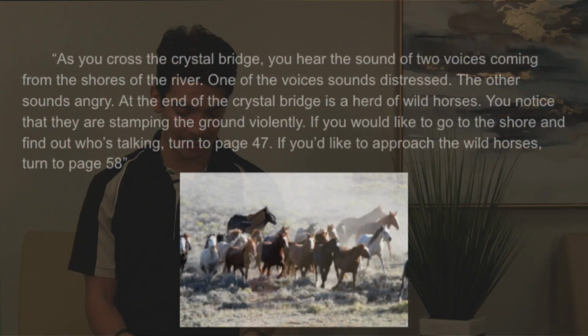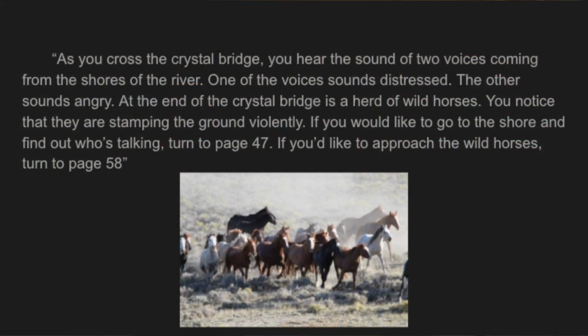Another example we'll look at today is, as you cross the crystal bridge, you hear the sound of two voices coming from the shores of the river. One of the voices sounds distressed, and the other sounds angry. At the end of the crystal bridge is a herd of wild horses. You notice they're stamping the ground quite violently. If you would like to go to shore to find out who's talking, turn to page 47. If you'd like to approach the wild horses, turn to page 58.